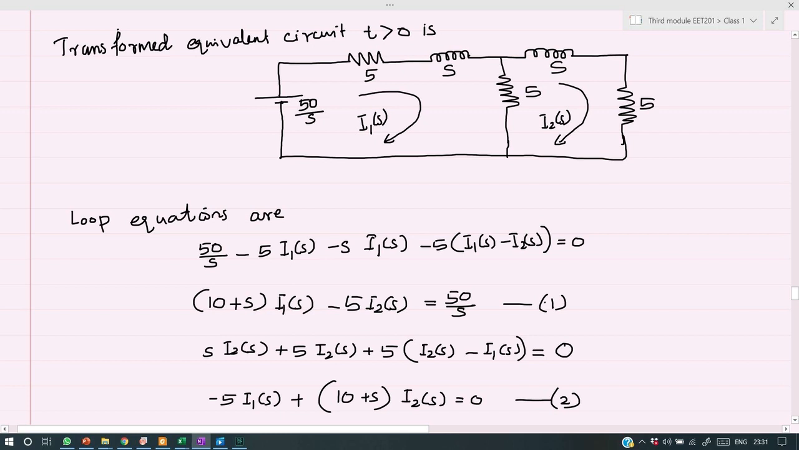In a similar way, applying KVL at mesh 2, the equation can be obtained as S into I2 of S plus 5 into I2 of S plus 5 into I2 of S minus I1 of S is equal to 0. Rearranging the coefficients, we can write this equation as minus 5 into I1 of S plus 10 plus S into I2 of S is equal to 0. Let it be equation number 2.